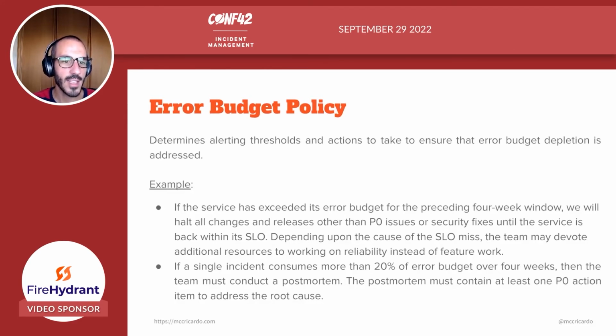If a service has exceeded its error budget for the preceding 4-week window, we will halt all changes and releases other than P0 or security fixes until the service is back within its SLO. And depending upon the cause of the SLO miss, the team may devote additional resources to working on reliability instead of feature work. So this is a concrete definition of what happens when my SLO is breached. This, of course, will be highly contextual and dependent on your organization, but it's something that is predefined and agreed by everyone involved that if certain things happen, these are the actions that we are going to take.